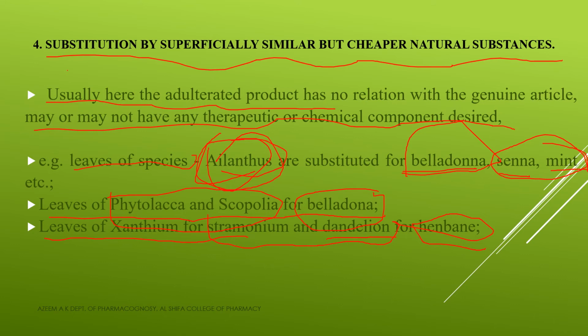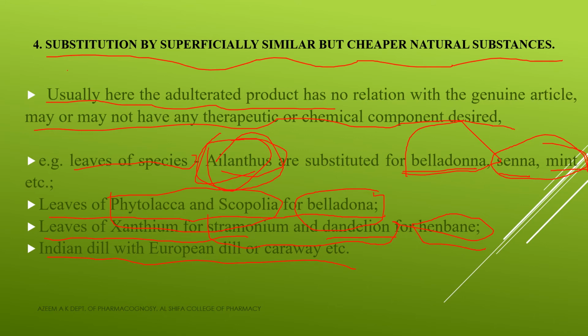Here the adulterated product does not have any relation with the genuine article and it may or may not have any therapeutic or chemical component of desired nature. An example is leaves of certain species like ailanthus substituted for belladonna, senna, mint, etc. Then Phytolacca and Scopolia can be used as substituent for belladonna. Leaves of xanthium can be used as substituent for stramonium and leaves of dandelion as substituent for henbane. Clear? So, Indian dill can be substituted with European dill or caraway, etc.